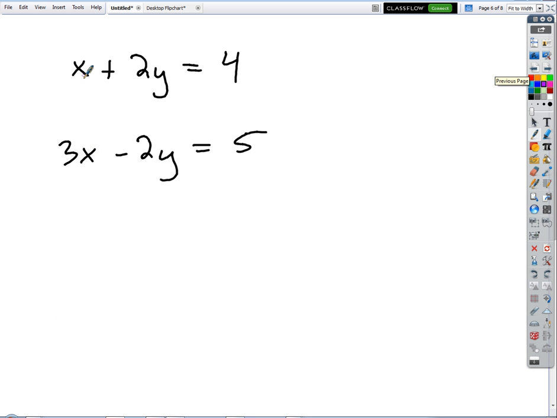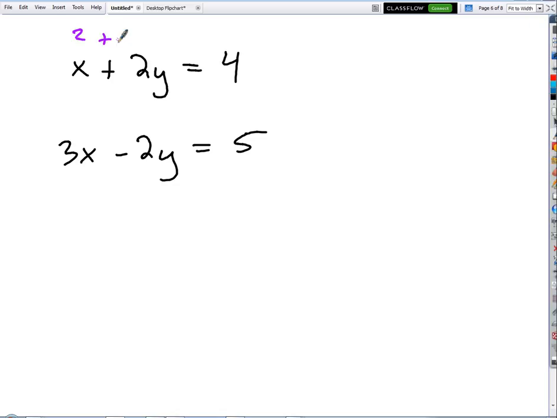Does it? So if I put 2 in here, and put 1 in there, what do I get? Yeah, 2 plus 2 equals 4. Check. Satisfies the top equation. Is that good enough? No. It's got to satisfy both to be a solution to the system.